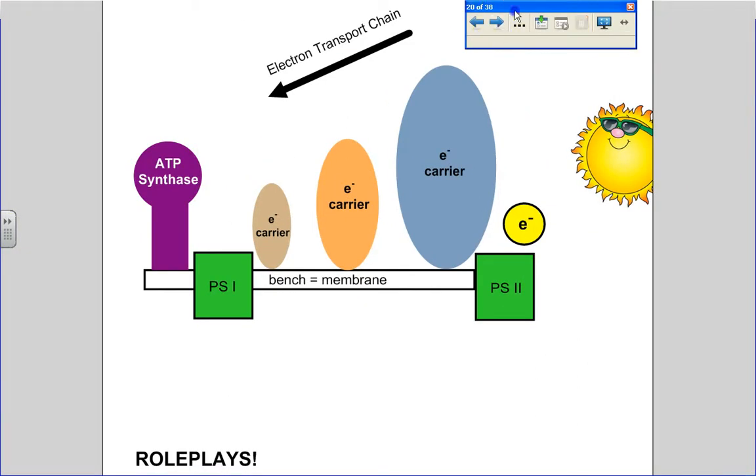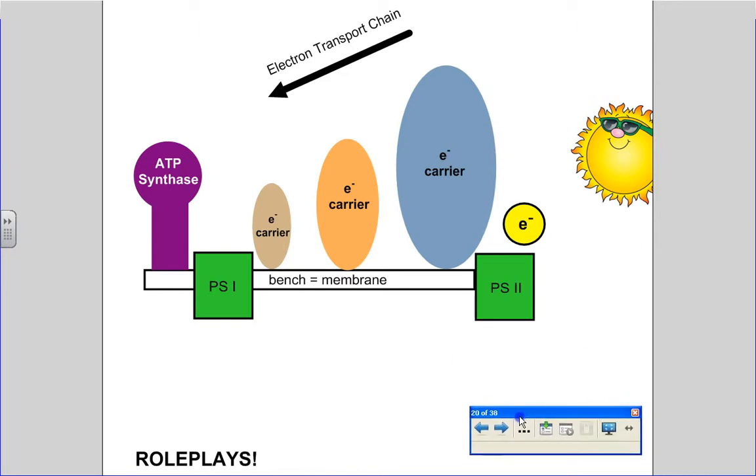So, in this video, we were looking at the electron transport chain during the light reactions in photosynthesis. And by doing a role play, I was hoping that you could think back and picture the people and what they were doing and relate it to what happens in the chloroplast in terms of electron transport and production of ATP.